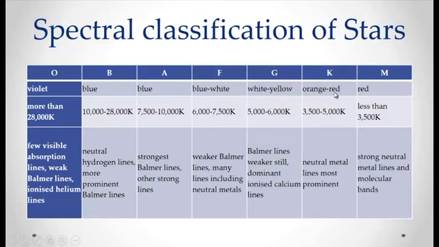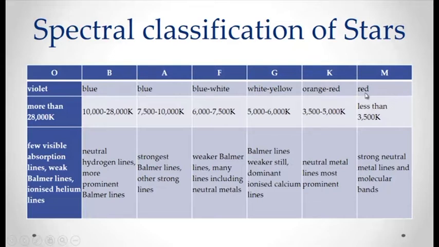Coming to K class stars, its color will be orange and red. Its temperature will be between 3,500 Kelvin to 5,000 Kelvin. You can find many neutral metal lines in the K class stars. You could not see any Balmer lines or other hydrogen absorption lines. Instead, neutral metal lines will be most prominent in K class stars.